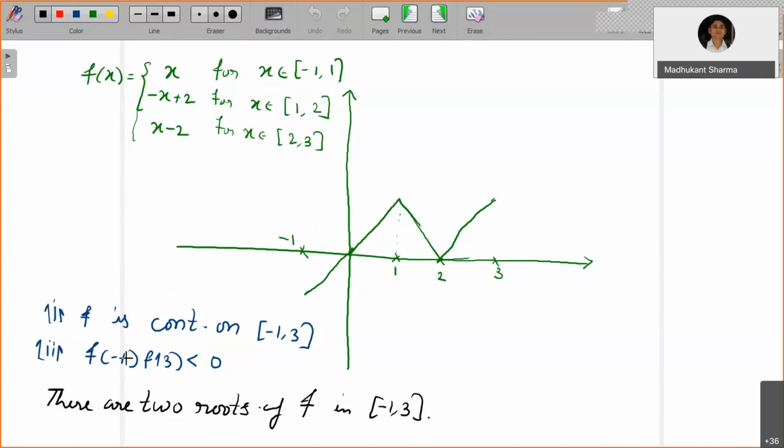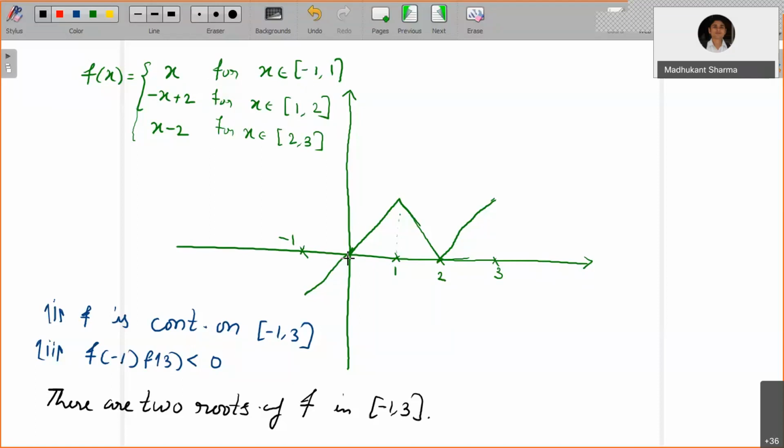You can see that f(-1) times f(3) is going to be negative. So f(-1) is -1 and f(3) is 1, so both are of opposite sign. You can check the continuity of the function at the points of the interval. You only need to worry about the edges, x equals 1 and x equals 2. If you are able to identify that the function is continuous over the interval [-1, 3], then Bolzano's property guarantees that there is at least one root on the interval [-1, 3].